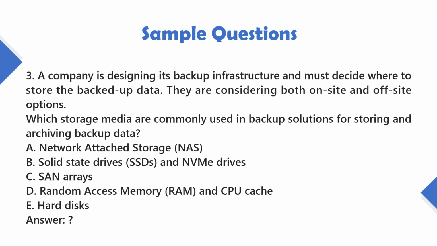3. A company is designing its backup infrastructure and must decide where to store the backed up data. They are considering both on-site and off-site options. Which storage media are commonly used in backup solutions for storing and archiving backup data? A. Network attached storage, NAS. B. Solid-state drives, SSDs, and NVMe drives. C. SAN arrays. D. Random access memory, RAM, and CPU cache. E. Hard disks.